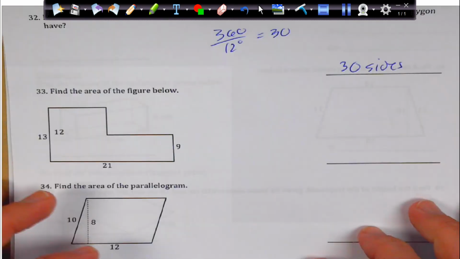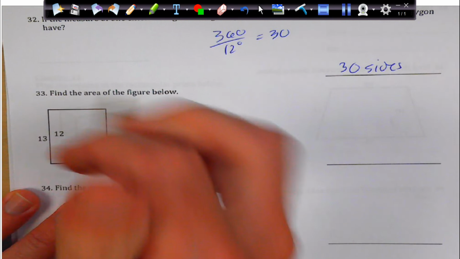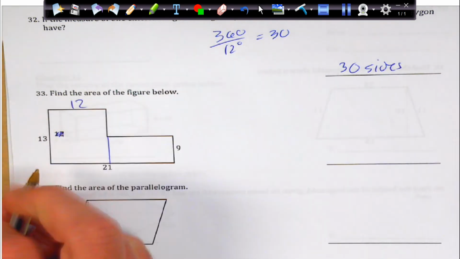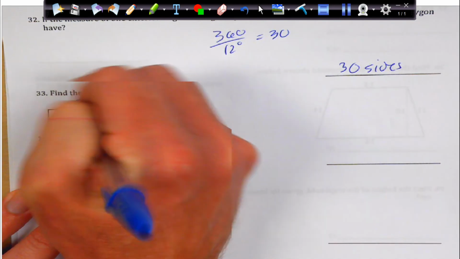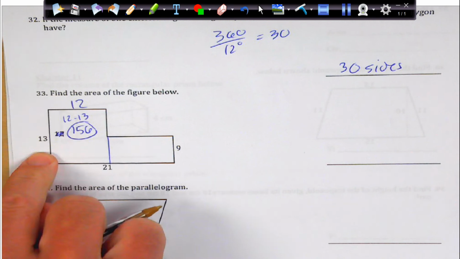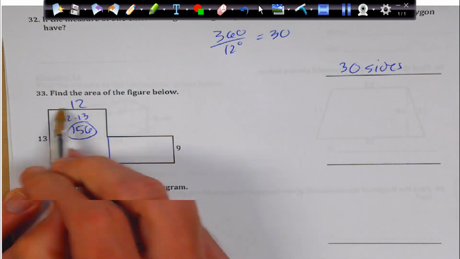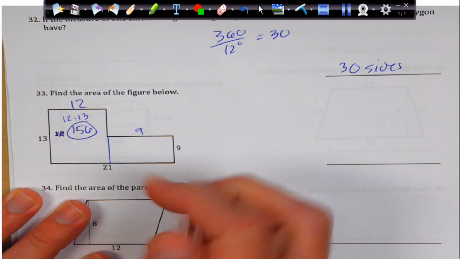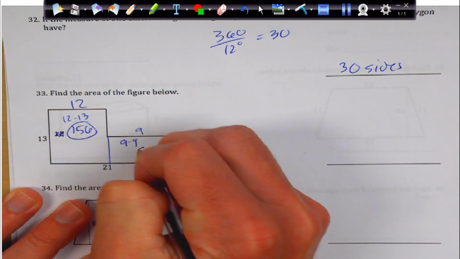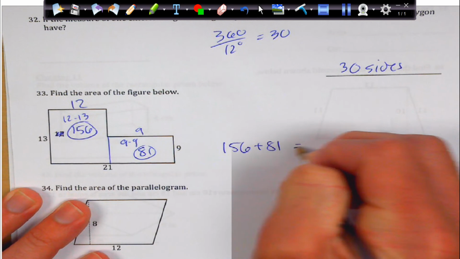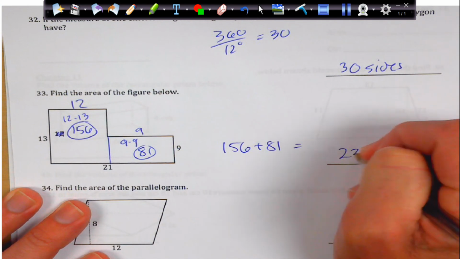All right, this one has the 12 in the wrong location here. It's been floating. So I'm going to break this up. That's going to be 12 times 13, which is 156. So I just did 12 times 13, base and height. And then this is 12. This piece must be 9 because 12 plus 9 is 21. And 9 times 9 is 81. And then add those two together, and we should get 237.